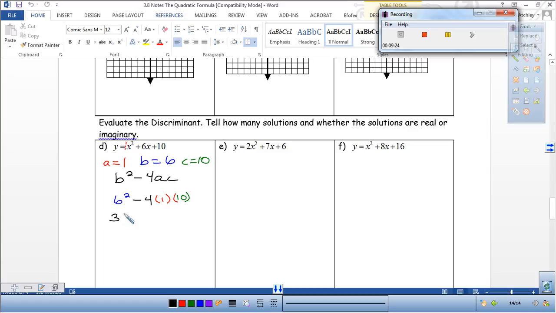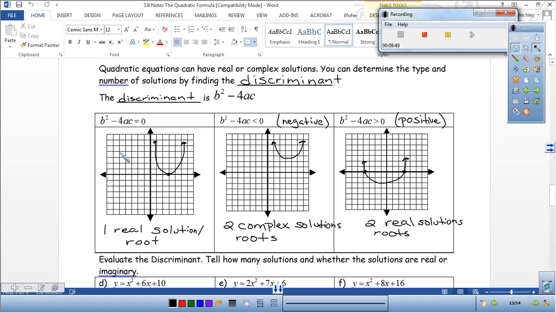6 squared is 36. 4 times 1 times 10 is 40, and it's negative. So 36 minus 40 is negative 4. Okay. Then we have to determine what that means. So we go back here. And is b squared minus 4ac equal to 0? No, it's equal to negative 4. Is the negative 4 less than 0? Yes. Negative 4 is less than 0, so it has two complex solutions or roots.